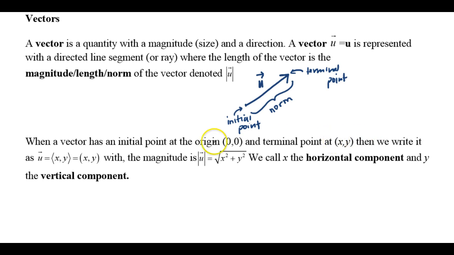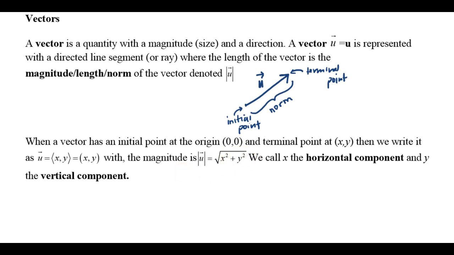When we have a vector with its initial point at the origin, at 0, 0, then we write that vector in these brackets. Alternatively we can write them in parentheses, but it's typical to write them in brackets just so we can distinguish between a vector and a point. And then the magnitude of that vector, if it has an initial point at the origin, has a nice formula. The length of that vector is the square root of x squared plus y squared.